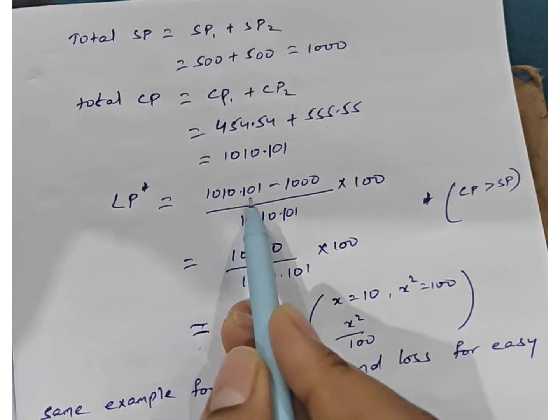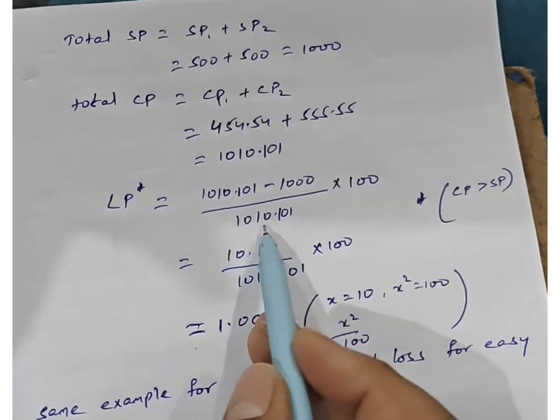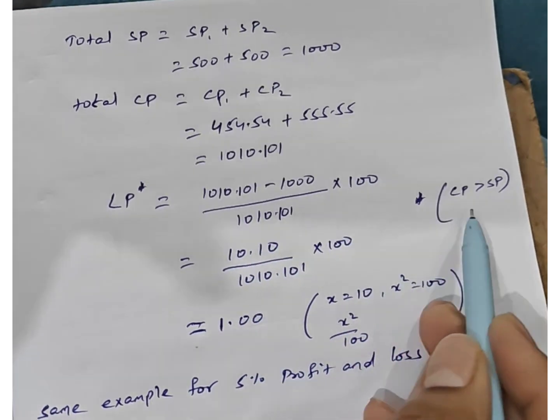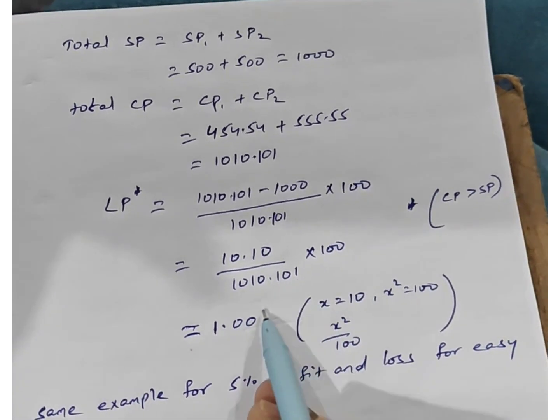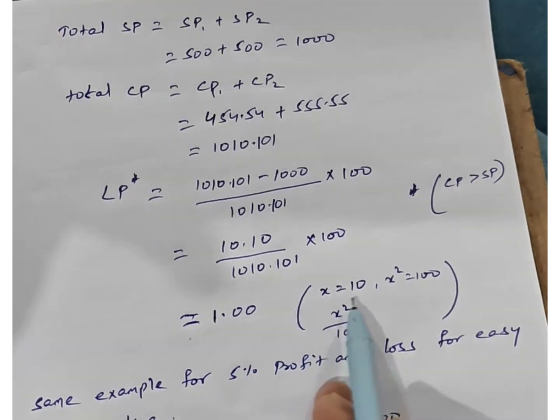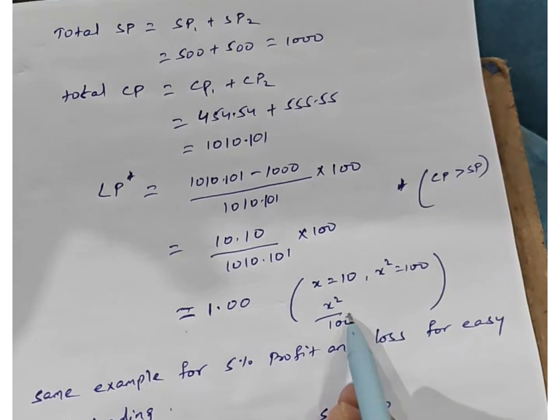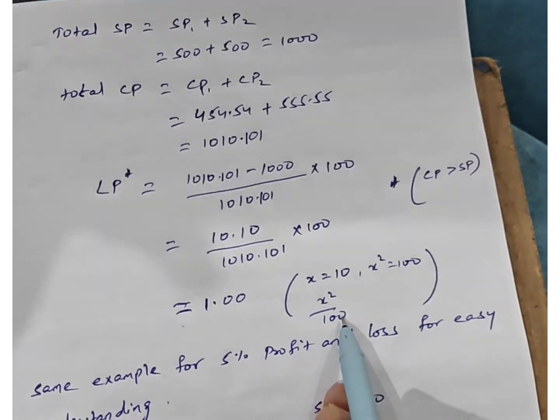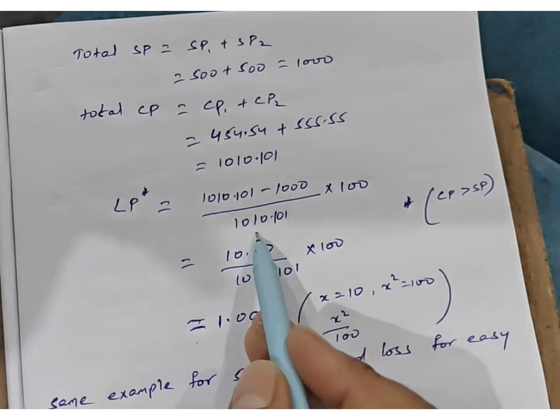Here it is 1010 rupees 10 paisa. Here it is a loss because the cost price is more than the selling price. Loss percentage is equal to 1010.10, and you can find the calculation. It is almost 1%, that is x square by 100.